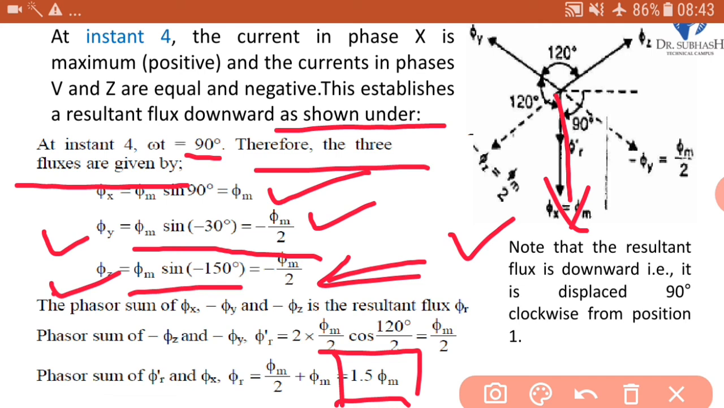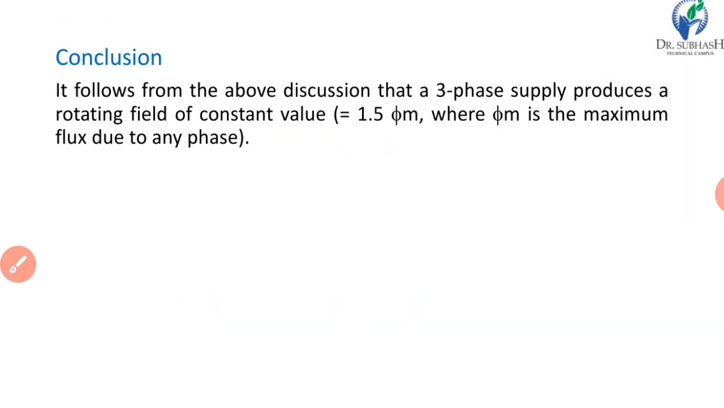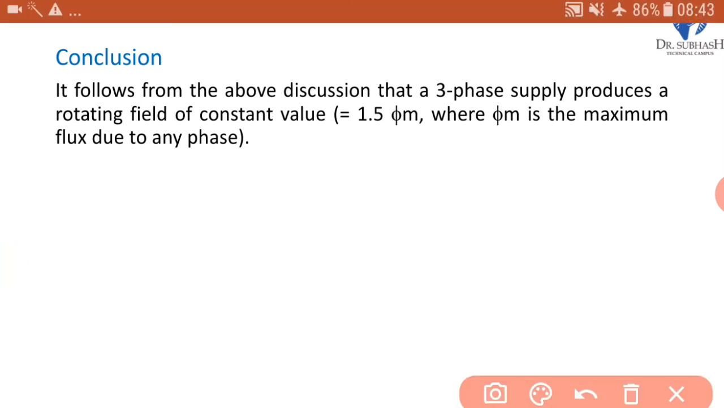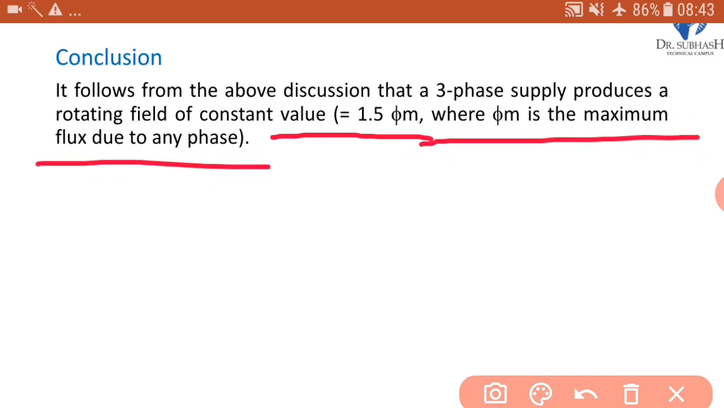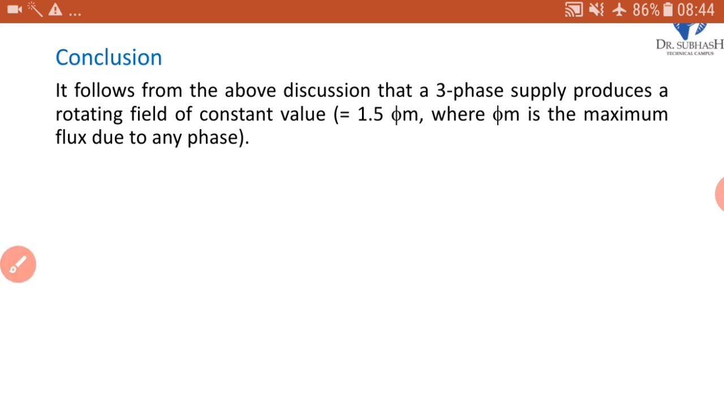So from this discussion, we can conclude that it follows from the above discussion that a three-phase supply produces a rotating field of constant value, equal to 1.5 into phi m, where phi m is the maximum flux due to any one phase. So this is the proof of how the rotating magnetic field is produced.